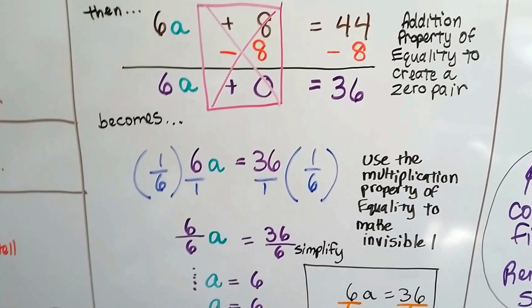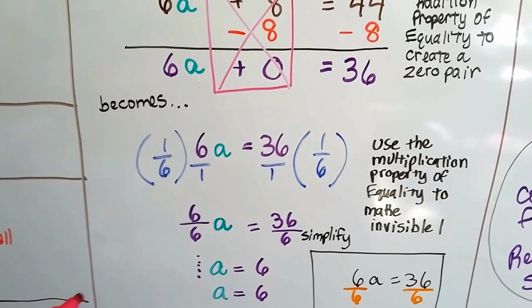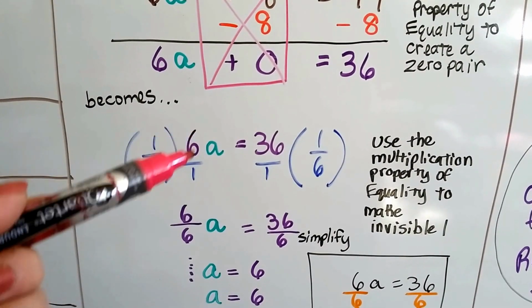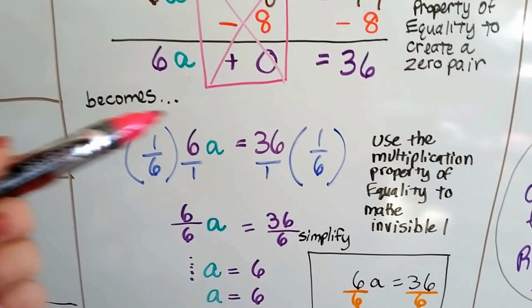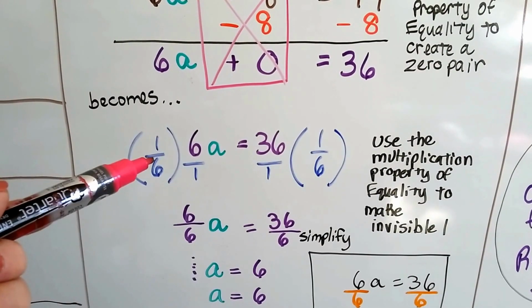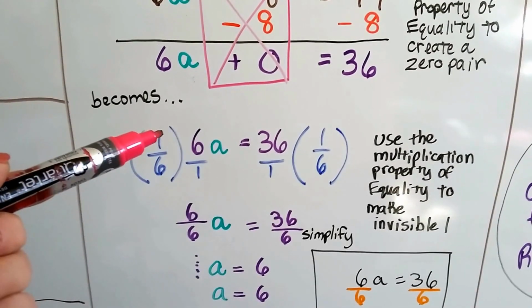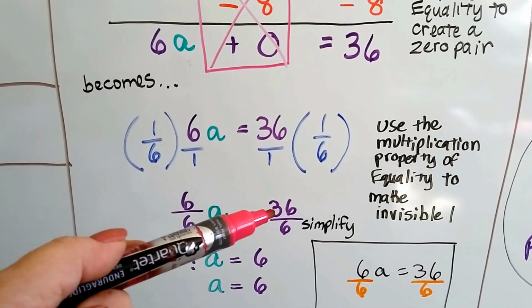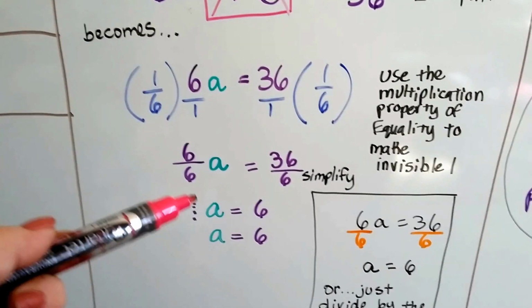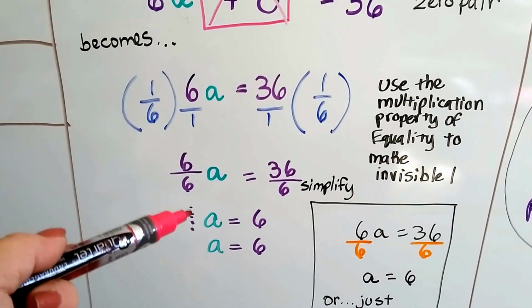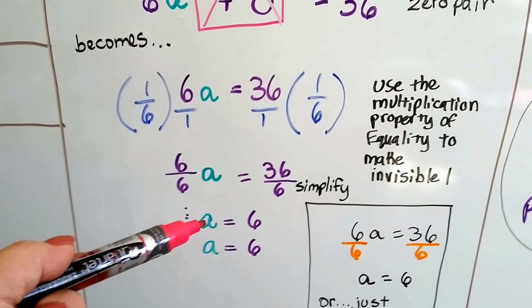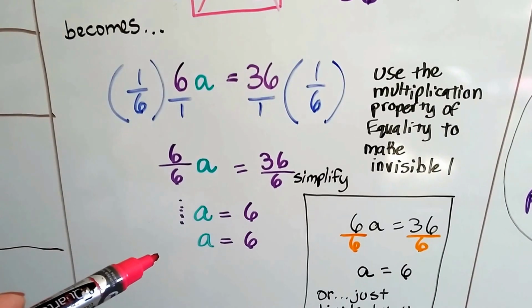Now we can use the multiplication property of equality to make the invisible 1. We multiply by the reciprocal of 6, which can be written as 6 over 1, so its reciprocal is 1/6. We flip it around, and this becomes 6 over 6a, and this becomes 36 over 6, and when we simplify it, here's our buddy the invisible 1 that this became, that we don't need to write, and we get a equals 6 when we simplify, see?